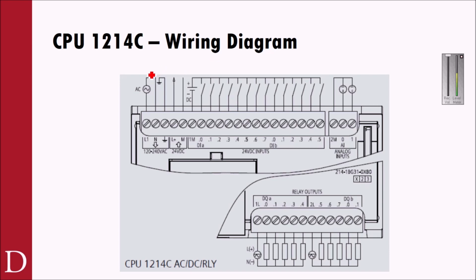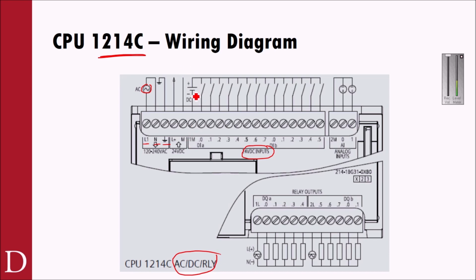The CPU 1214C wiring, as we're going to use this. As we remember, our PLC is AC-DC relay. What does that mean? Well, that means we're going to use AC power. So you have L1, you have neutral, and you have your protective earth. So we've got to power the device up with AC. Our inputs are all going to be DC. So you'll see I can use the 24 volt DC that's right on board, or I can supply it externally and then just run the 24 volt DC into the circuit.